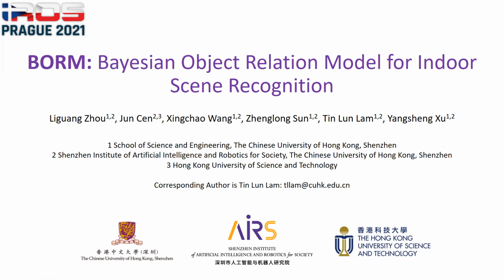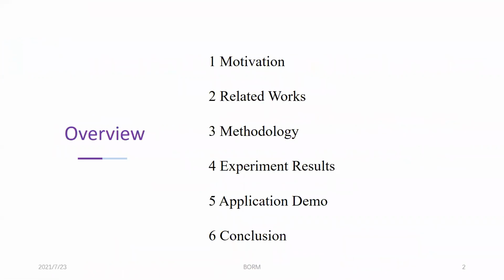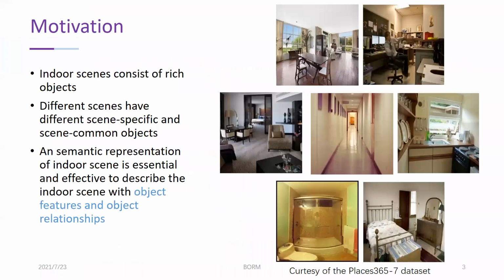I'll present an IRIS 2021 paper, BORM, Bayesian Object Relation Model for Indoor Scene Recognition, in this video. The presentation mainly includes these 6 perspectives. The right figure shows the 7 categories of indoor scenes from the Places 365-7 dataset.